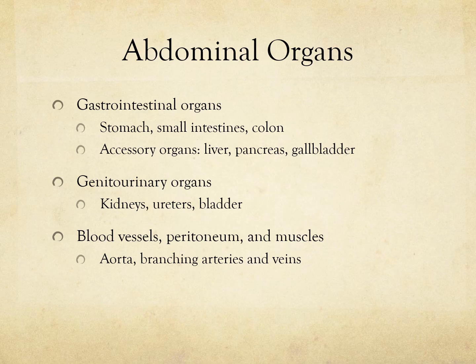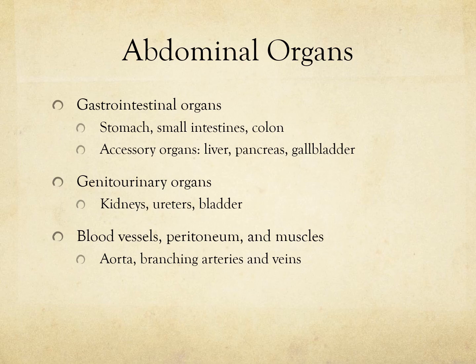First, we have the gastrointestinal organs. These include the stomach, small intestine, and colon. These organs are responsible for digestion, absorption of nutrients, and elimination of waste. So when patients complain about symptoms like nausea, vomiting, diarrhea, constipation, bloating, or abdominal pain, these are often the organs we're thinking about first.